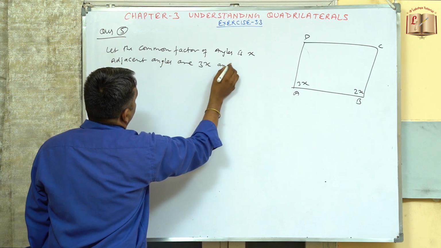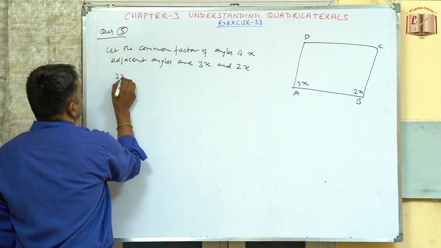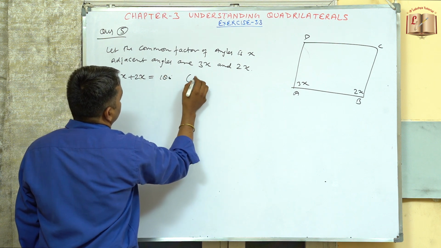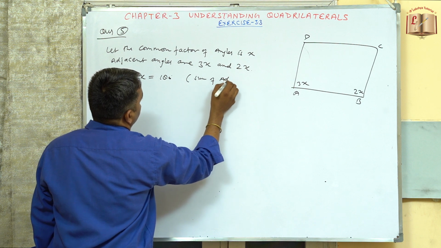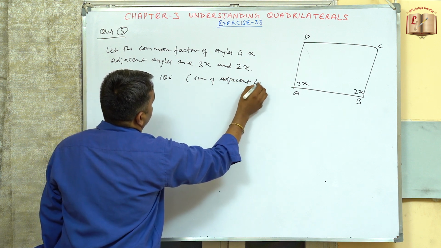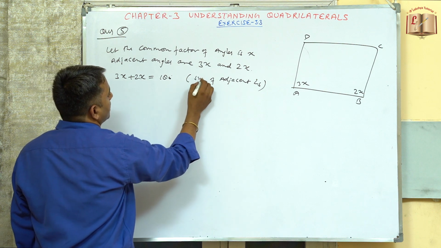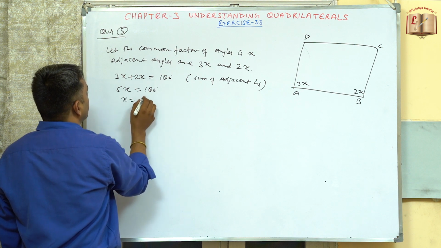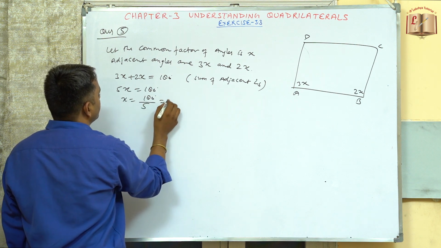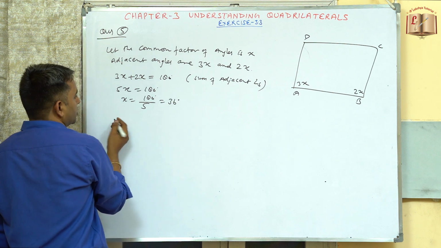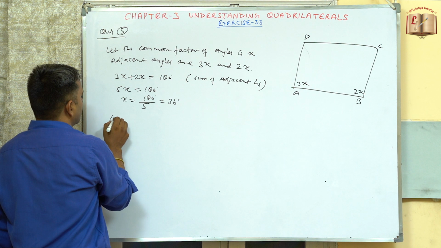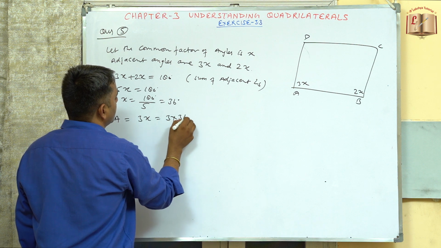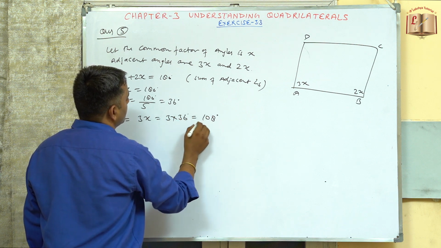So 3x plus 2x will be equal to 180 degree. So this is the sum of adjacent angles. So this will be now 5x equals 180. So we got x equals 180 divided by 5. So this is 36 degree. So we need to find out all other angles. So angle A is equal to now 3x. So this is 3 into 36. So this is 108 degree.